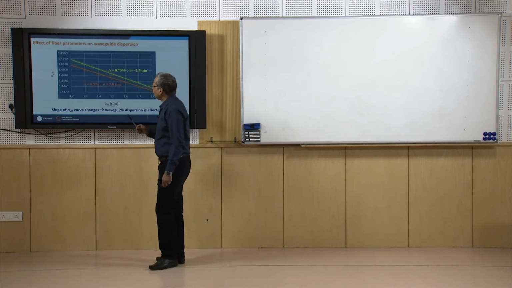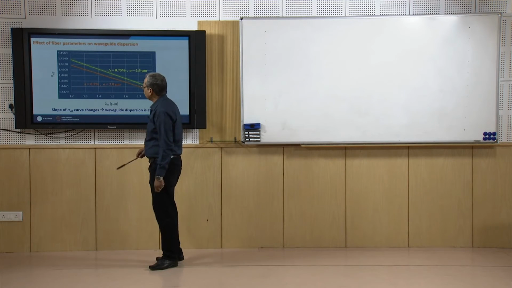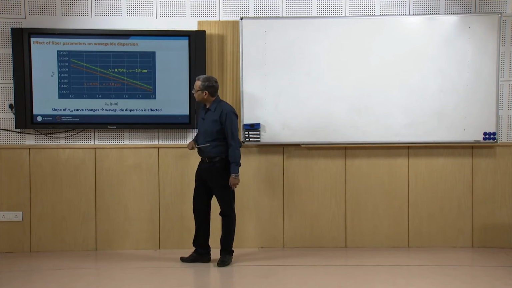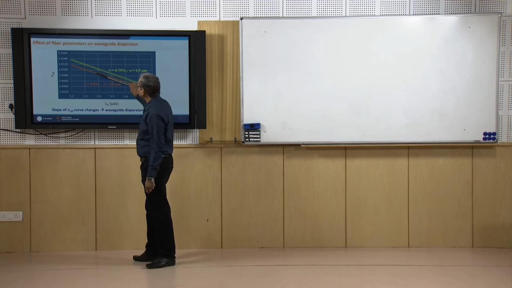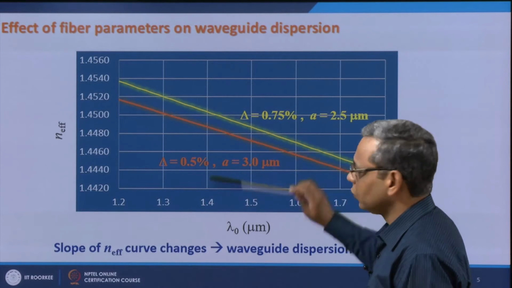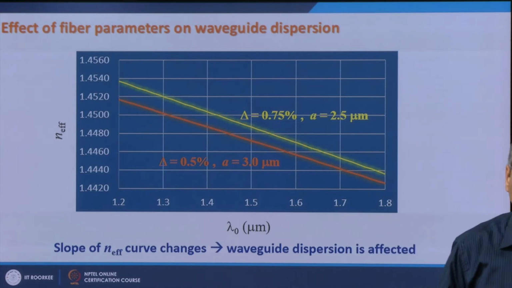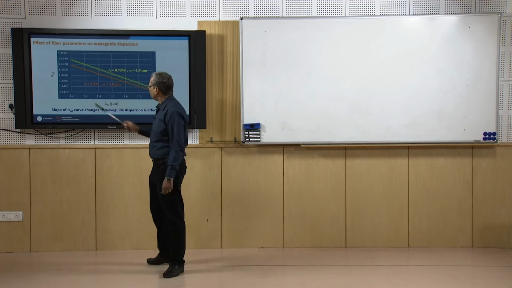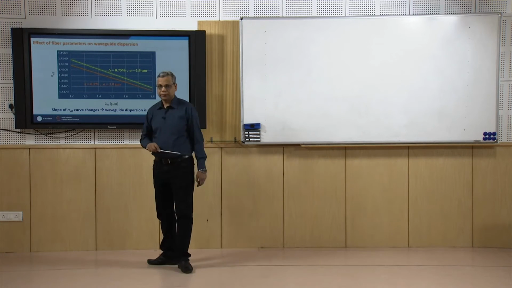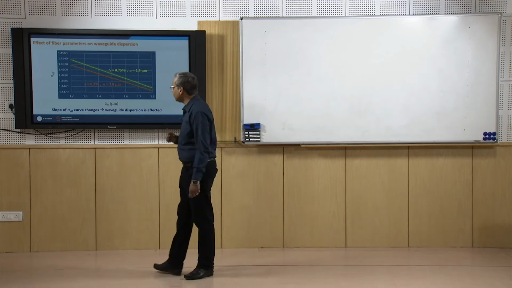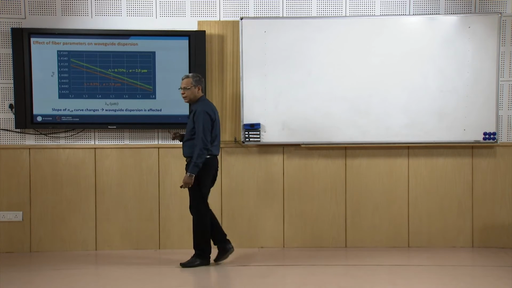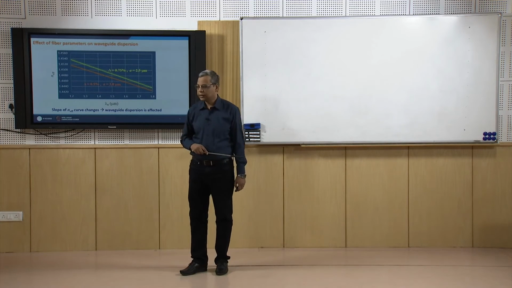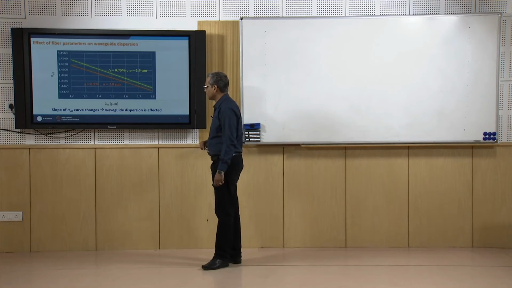So now again if I plot n effective as a function of lambda naught, then it goes like this. I see that the slope of this is different from the slope of this, and hence d2(bV)/dV² for both these curves would be different, and this will lead to a change in waveguide dispersion. So it will change the waveguide dispersion if you change the fiber parameters.